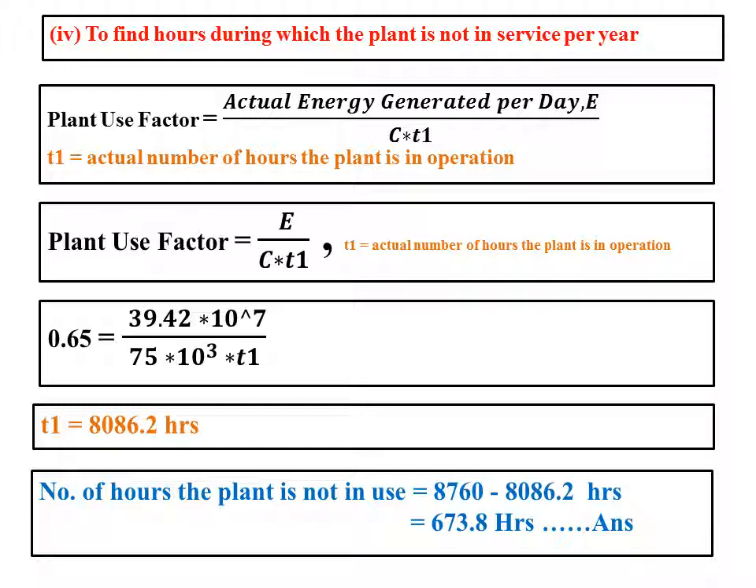So see, in the very last step, the number of hours the plant is not in use is equal to small t minus T1. So small t is 8760, that is the total number of hours in 1 year, minus 8086, that is the actual hours when the plant is in use. So the difference of these two values is 673 point hours, and these are the hours when the plant is not in use.